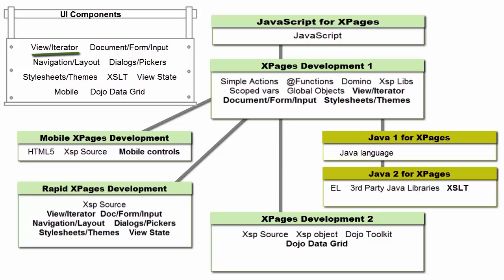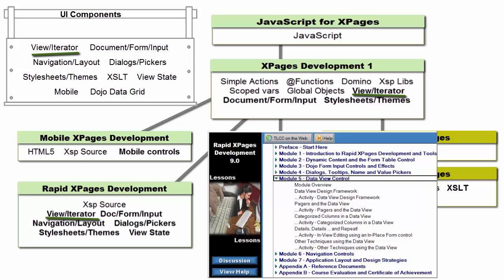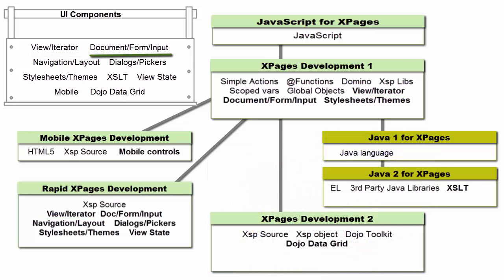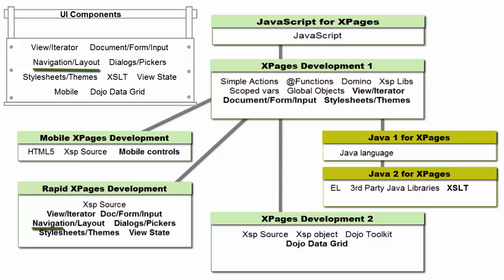Under the View Iterator category, we cover the View Control, Data Table, and the Repeat Control in our XPages 1 course, and we devote an entire module to the Data View Control in our Rapid XPages Development course. Under the Document Form Input category, we cover the core input controls in our XPages 1 course, and the Form Table and In-Place Form controls, and all of the Dojo Form Input controls in our Rapid XPages Development course. Also in that course, we cover the controls to develop the navigation and the overall layout and structure of the application, plus the dialog and the picker controls.